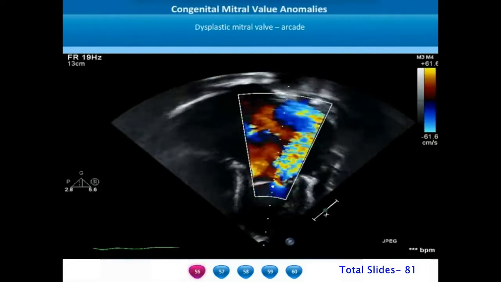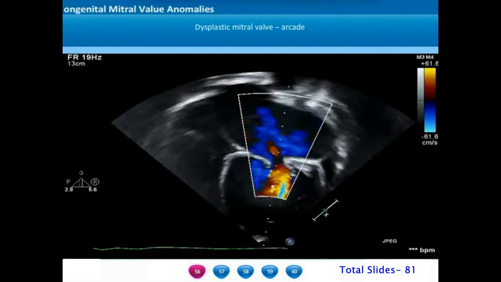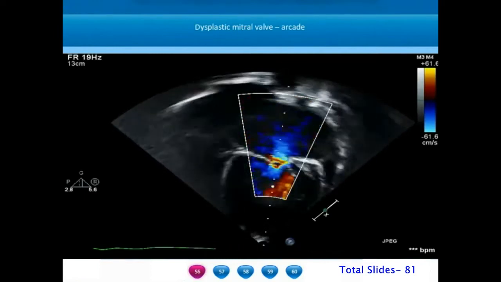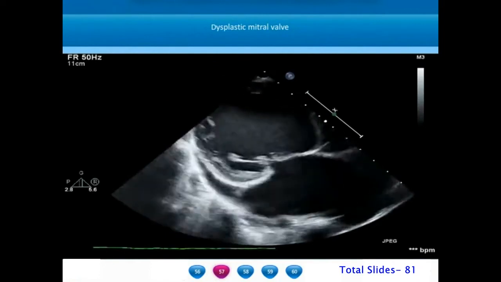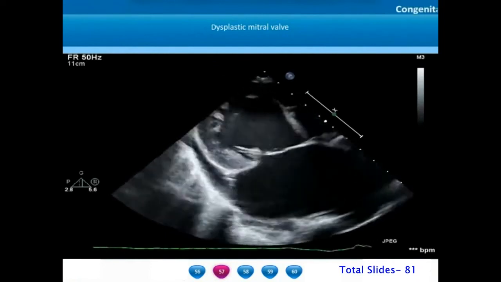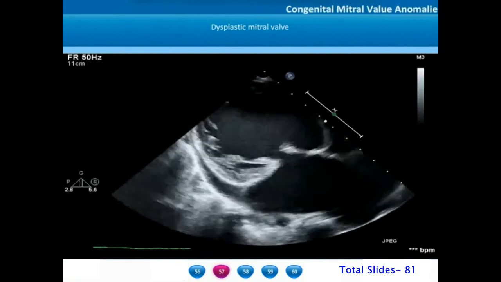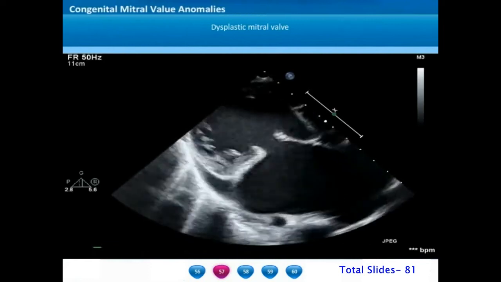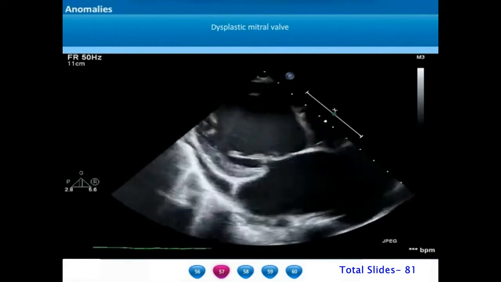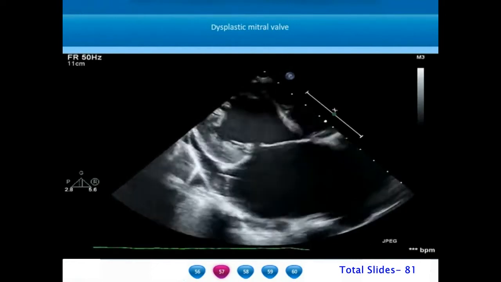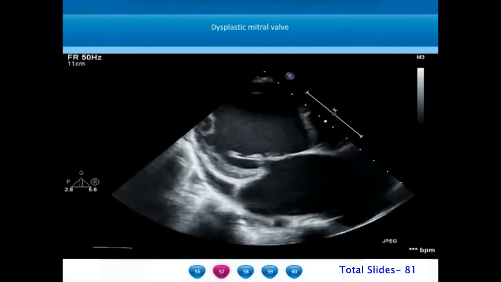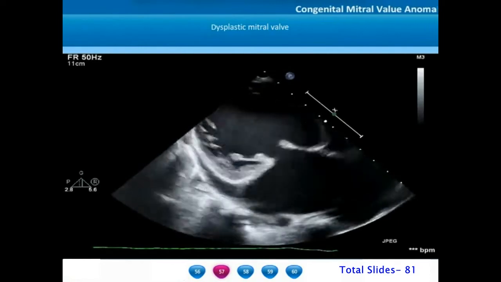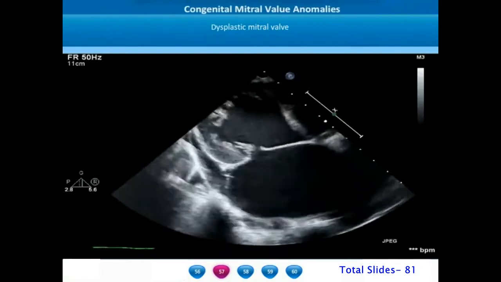Apical four-chamber view of this patient with arcade shows a dysplastic mitral valve with severe mitral incompetence and a dilated left atrium. On a parasternal long axis view, we can notice the shortened thickened chordae and the shortened papillary apparatus attached very close to the mitral annulus on the posterior wall of the left ventricle. And these abnormal mitral valve chordae get inserted onto the ventricular surface of both the leaflets and they retract the leaflets and prevent them from coapting.